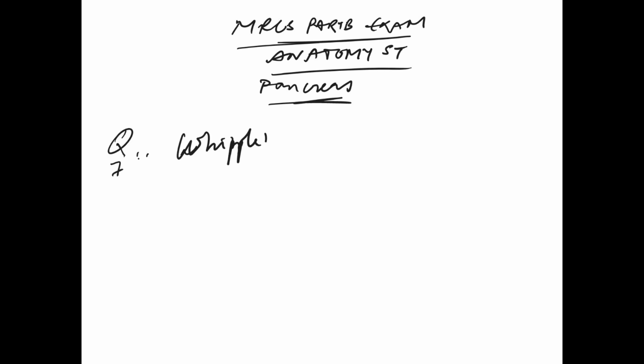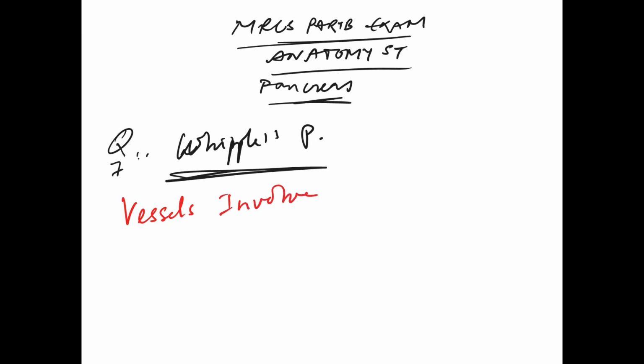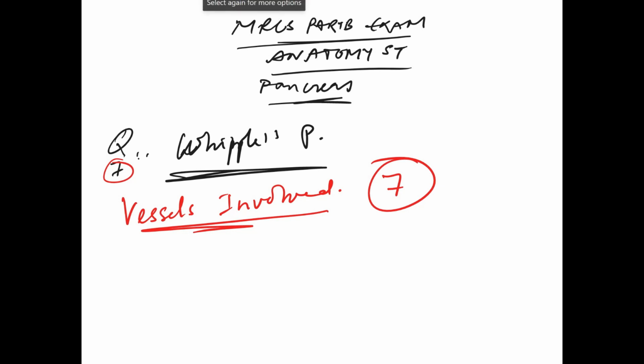This question is about what's called Whipple's procedure, and they are going to ask you what are the vessels involved in this procedure. I made it 7 here because there are 7 structures involved in Whipple's procedure. So we are going now to mention them. Number one, it is the abdominal aorta. Number two, we are going to mention the superior mesenteric artery.